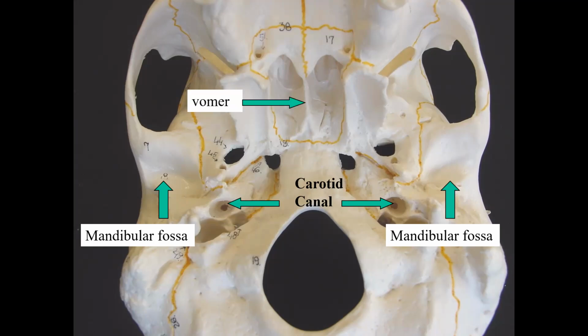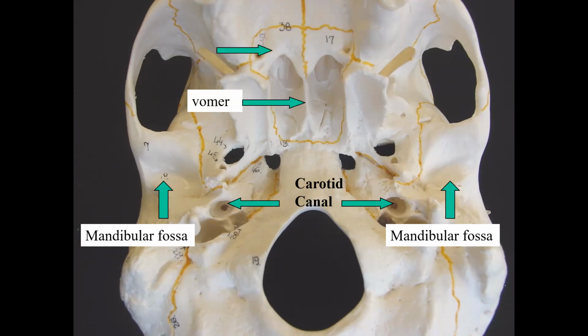This bone here is called the vomer in the front. This bone extends all the way through the nasal cavity, dividing it in half. This is the nasal cavity here and here. And in the front, that bone is called the ethmoid bone. So we have the vomer and the ethmoid dividing the nasal cavity in half.